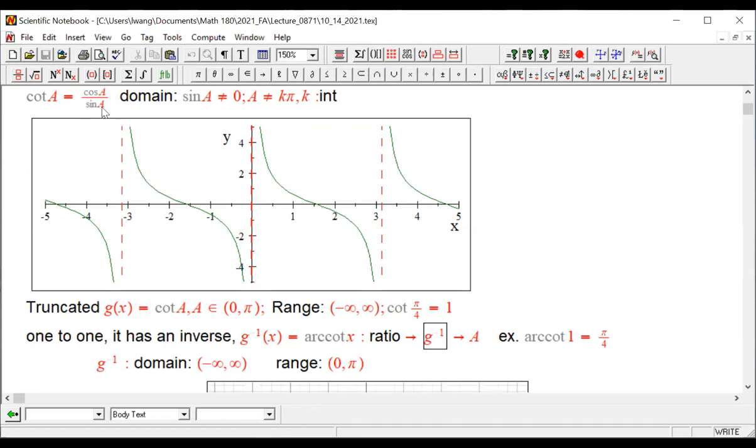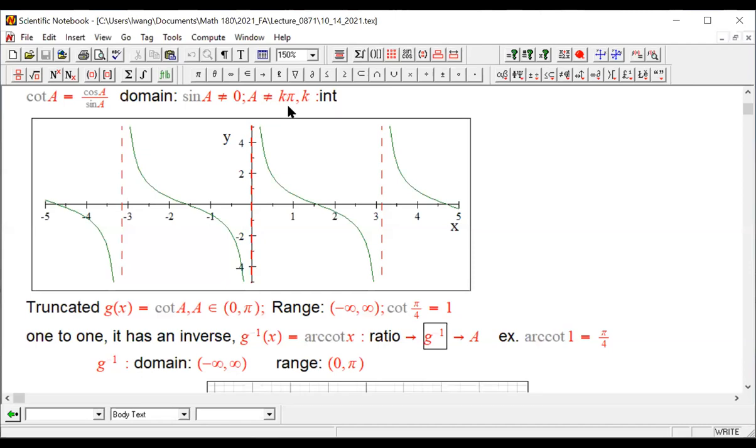You can determine the domain by noting that cotangent equals cosine over sine, so the denominator cannot be 0. What will make the denominator equal to 0? When the angle equals k pi, right? So that's the domain recognition. Then we select a piece to create arc cotangent, and this piece we selected from 0 to pi. You are given homework to do the points between 0 and pi, and also recognize the endpoints.